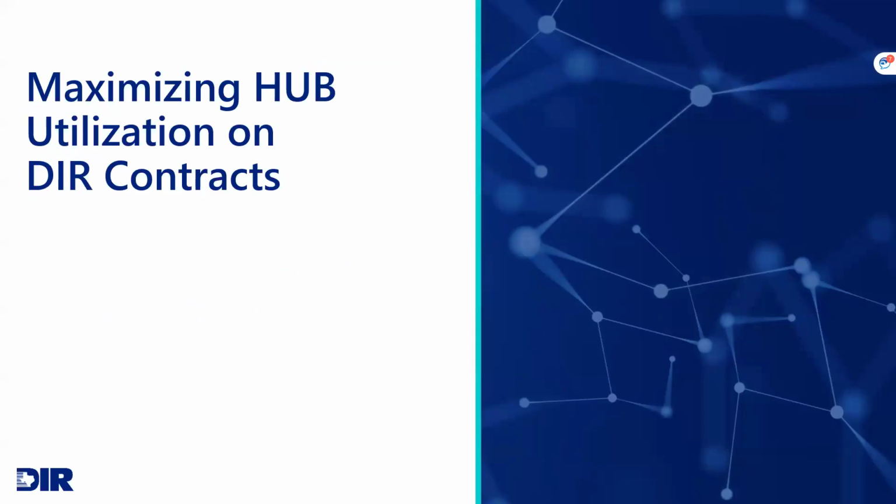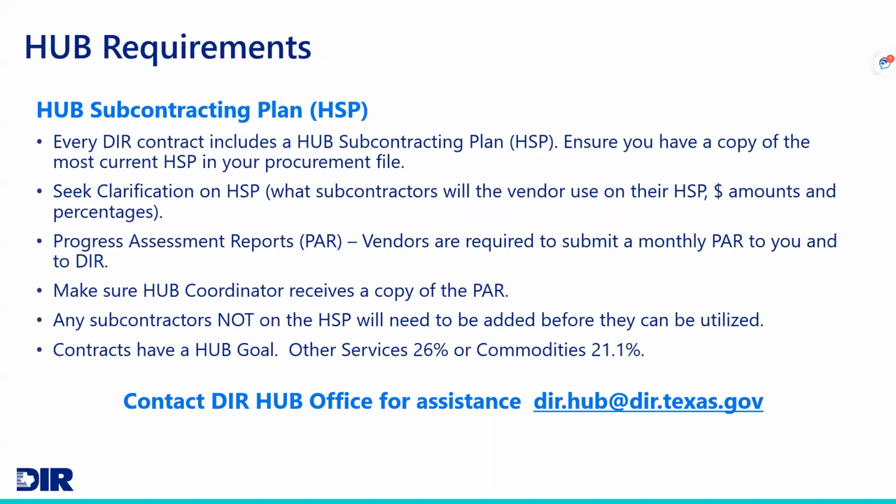So there are HUB opportunities available on DIR's cooperative contracts. As I mentioned earlier, each contract has a specific HUB subcontracting plan. It's important that you have the most recent copy in your file because again, vendors can change those at any point during the term of their contracts. If you do have a HUB coordinator, typically state agencies and higher ed have HUB coordinators, make sure that your HUB coordinator gets involved because they need to seek clarification on that HUB subcontracting plan about any dollar amounts or percentages that may be utilized.